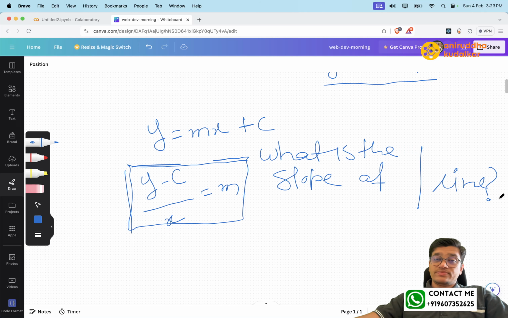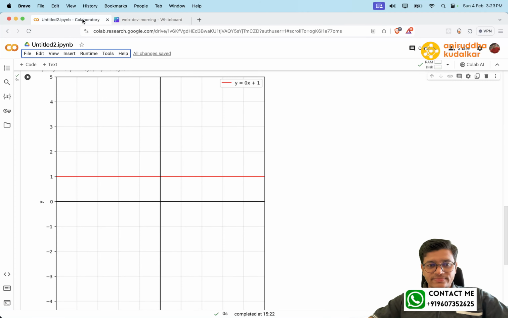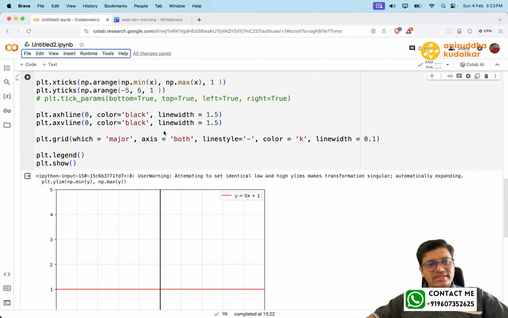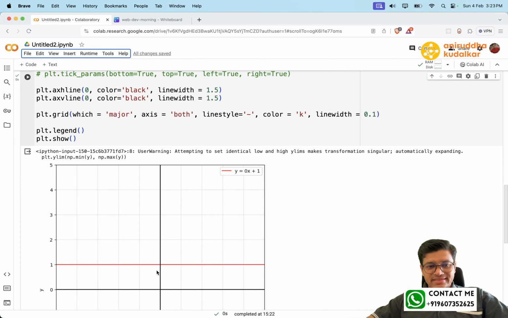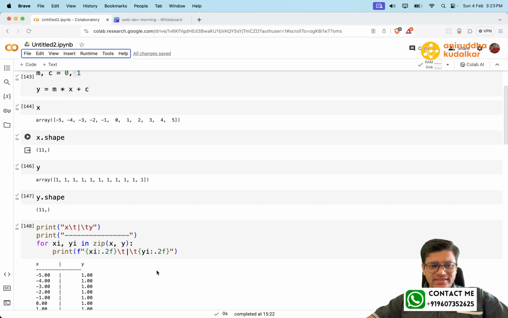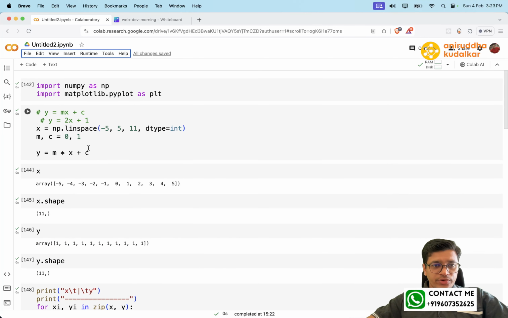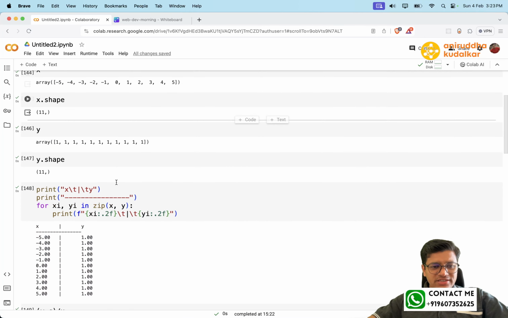That is my question. I need answers in the comment box. What is the slope of a vertical line? So for a horizontal line, the slope is 0. If you want to make this a vertical line like this, what is happening? Look at this. When you say m is 0, right?